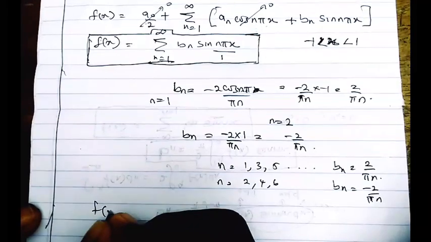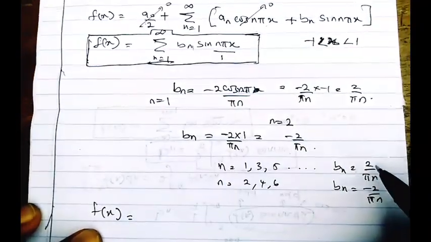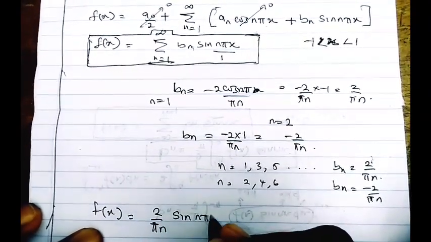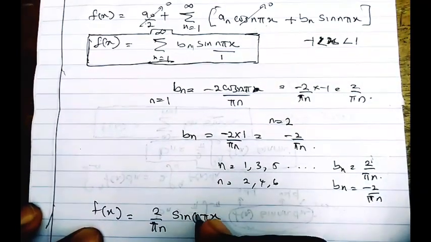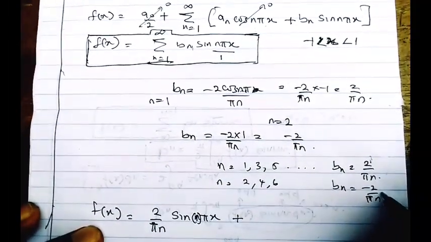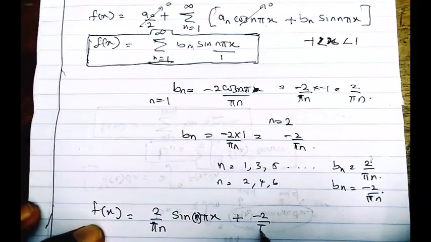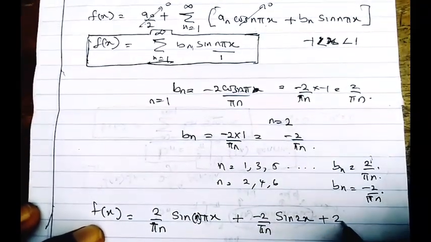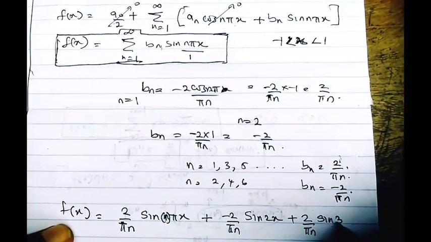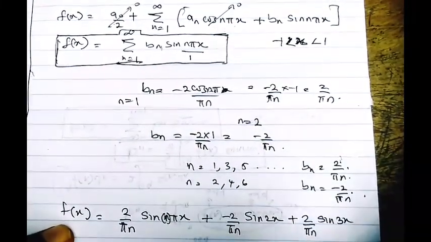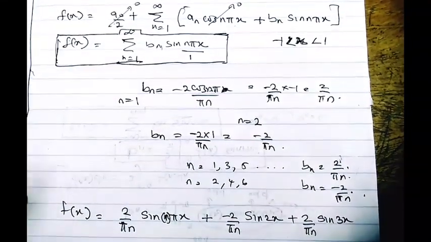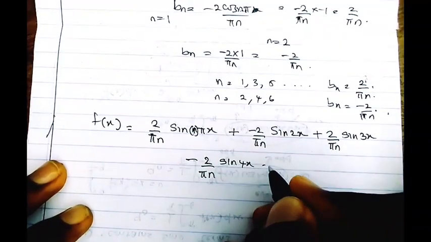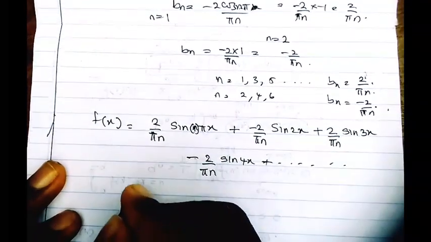So f(x) now is equal to, when n equals 1 for b_n, I'll be having 2 over pi n sin(n pi x), and remember n is 1. Plus, when n equals 2, I'll be having a negative value of b_n, so this is minus 2 over pi n sin 2x. Plus, when n equals 3, I'll be having a positive value, 2 over pi n sin 3x. When n equals 4, I'll be having a negative value, minus 2 over pi n sin 4x, and it goes on and on. So I can factor out 2.